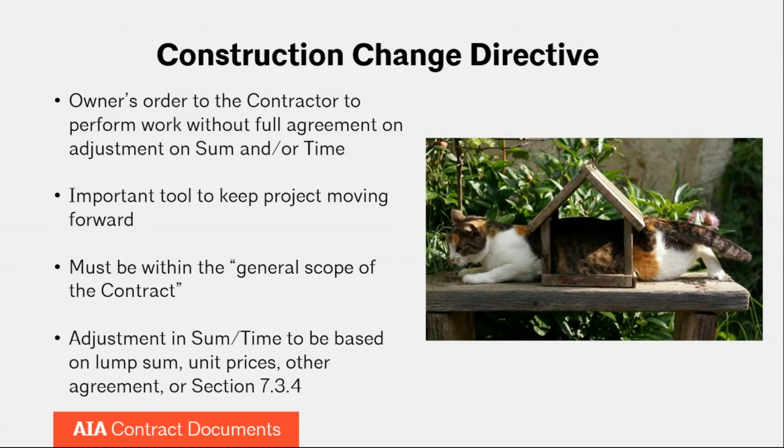So the construction change directive orders the contractor to go ahead and make that change, and then there are mechanisms in the A201 to actually adjust the sum and the time in a fair manner or in a manner that's agreed to by the parties later on. So this is a pretty powerful tool for the owner to use to direct the contractor to perform work without full agreement on adjustments in time and price.